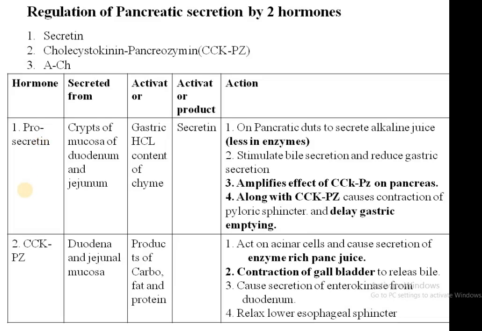The other two hormones, that is secretin and cholecystokinin-pancreozymin, the questions are mainly asked on these two hormones: which is the function of these two hormones, or which is not the function of these hormones, what is the activator of these hormones. So such kind of questions are generally asked. So let us start with the secretin part.